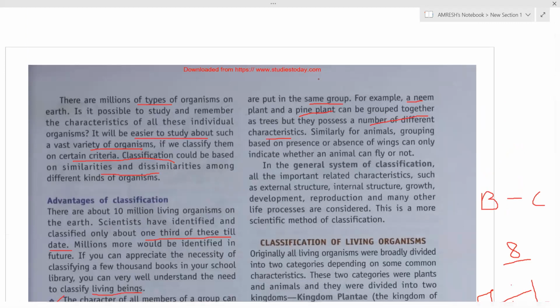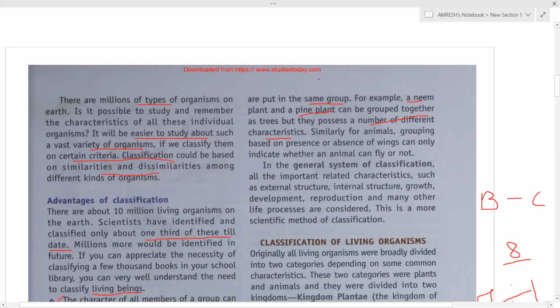Pine plant is conical in nature. Neem trees spread, more cylindrical in nature, you can say. So these are the artificial bases of classification that are developed by human idea, to classify one organism with another, one plant to another, one animal to another, whatever you can say.